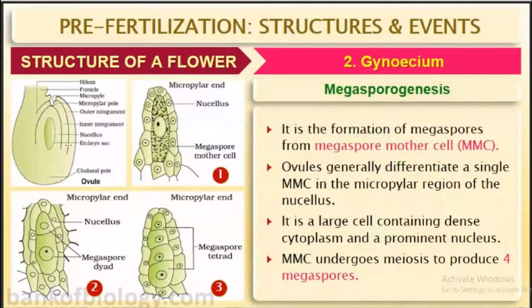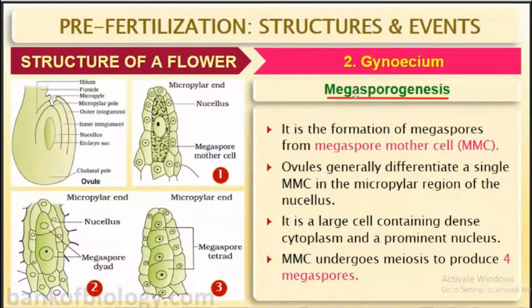So the development of the megaspore inside the ovule is known as megasporogenesis. This is the term. Megasporogenesis means formation of megaspore from megasporangium.